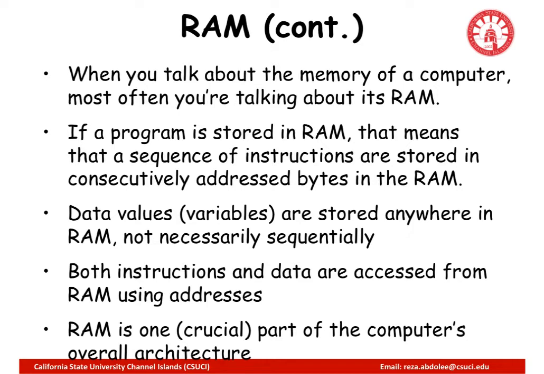The second type of information is data values or variables, information such as text, images, and videos. These types of information can be stored anywhere within RAM, and they do not necessarily need to be stored sequentially. Both instructions and data within RAM can be accessed using addresses.